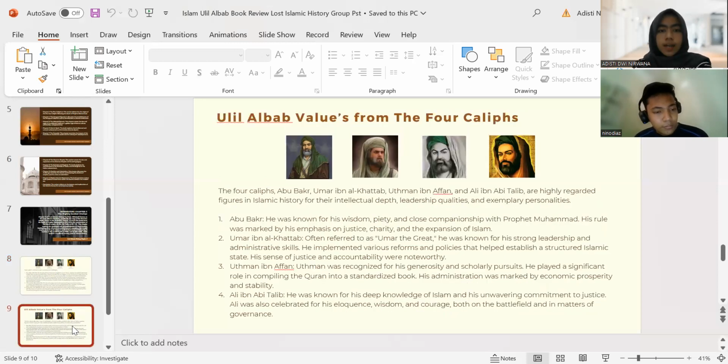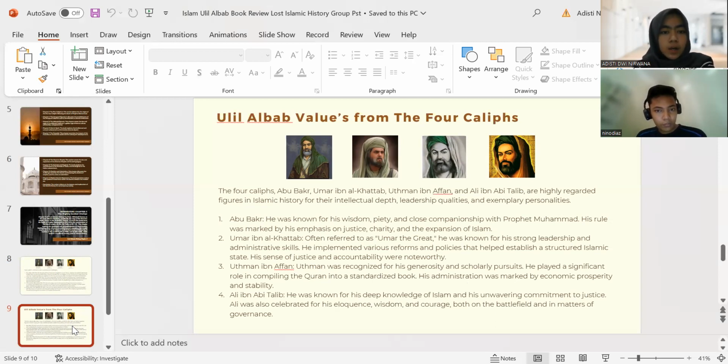Okay, the next one is Ulil Albab values from the four caliphs based on this book. The four caliphs, Abu Bakr, Umar bin al-Khattab, Uthman bin Affan, and Ali bin Abi Talib, are highly regarded figures in Islamic history for their intellectual depth, leadership qualities, and exemplary personalities. The first one is Abu Bakr. He was known for his wisdom, piety, and close companionship with Prophet Muhammad. His rule was marked by his emphasis on justice, charity, and the expansion of Islam.